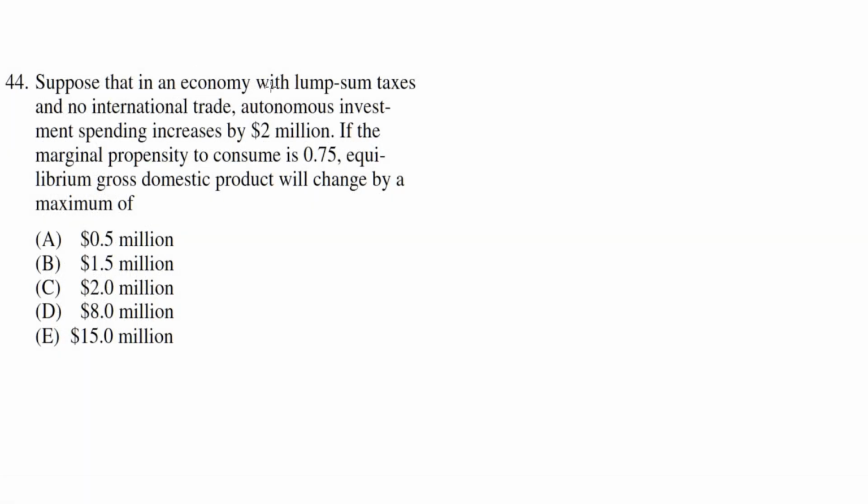Suppose an economy in which people barter is different from a money economy. Lump sum taxes, no international trade. So in this question, we're asked to identify a characteristic from the following choices that identifies a barter economy and makes it different from a money economy. If autonomous investment spending increases by 2 million and the marginal propensity to consume is 0.75, equilibrium gross domestic product will change by a maximum of blank.